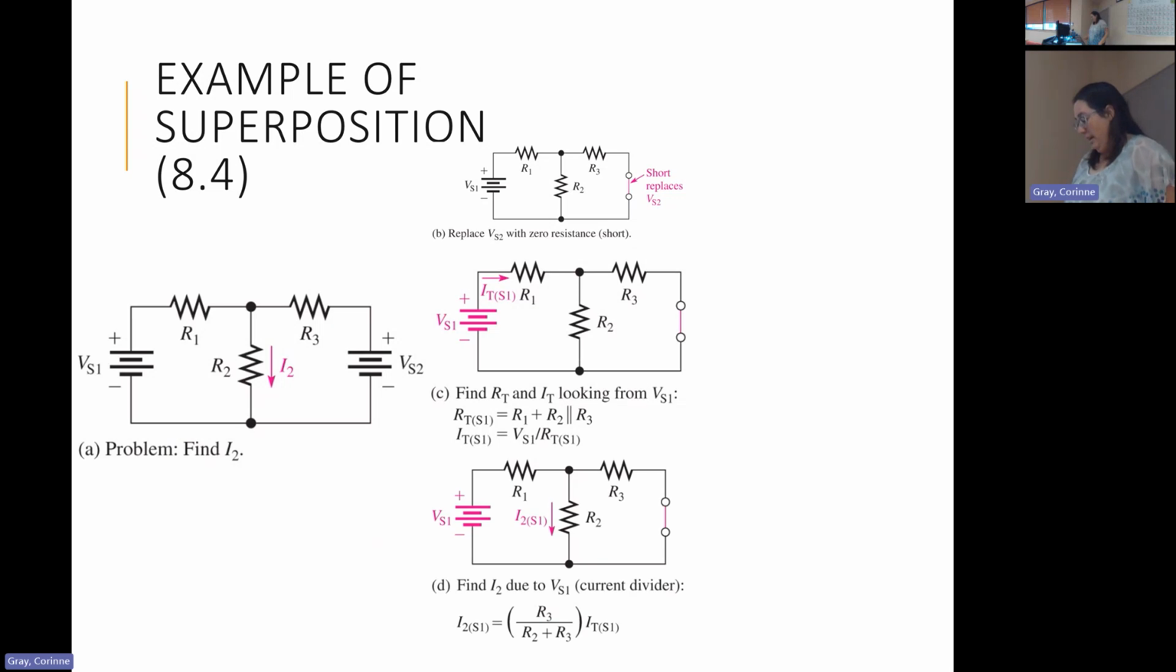So we could go through and find the current through 2 utilizing this equation here. So this is the current divider equation. This is the current that's going to flow through the middle. Again, same method that we first learned in this class. We're just applying it here for the left battery. Any questions about what we're doing with just the left battery?